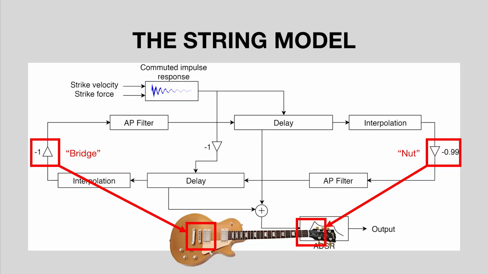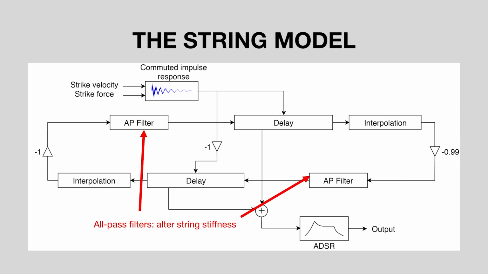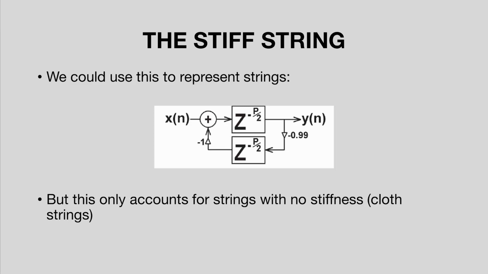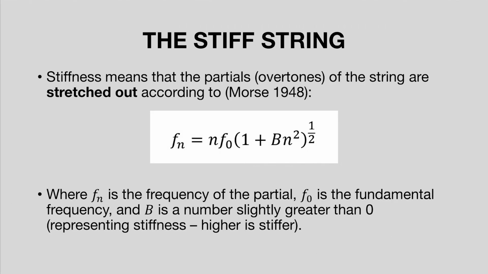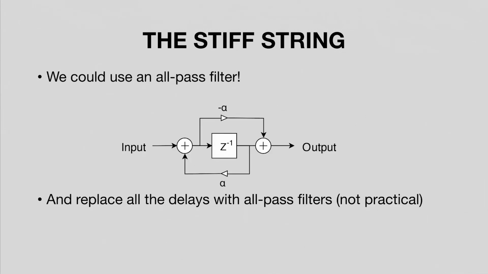These reflection points represent the terminations of the string. The all-pass filters allow us to alter stiffness. Our base model states that all frequencies on the string are delayed by the same amount. However, a stiff string has overtones that are stretched out. This would mean that we would need to alter our delay length based on the frequency. How can we do this? Well, we could use an all-pass filter.